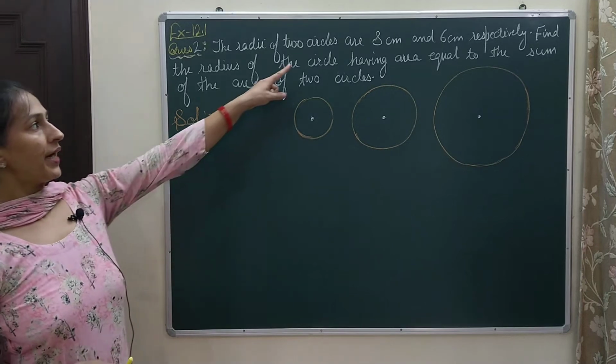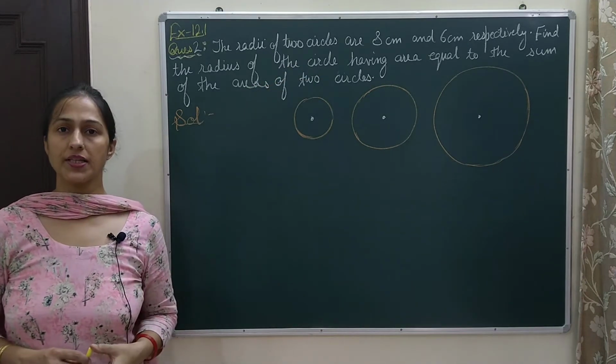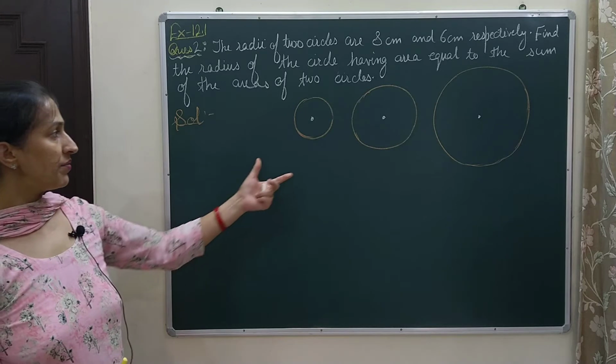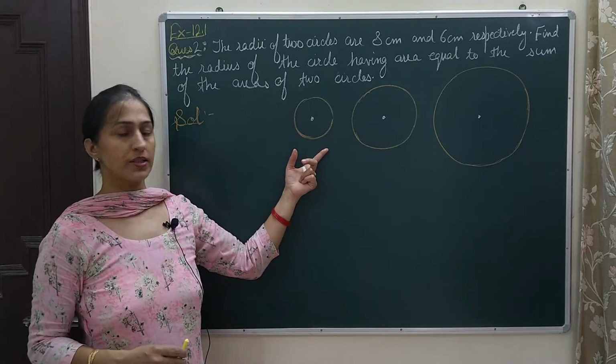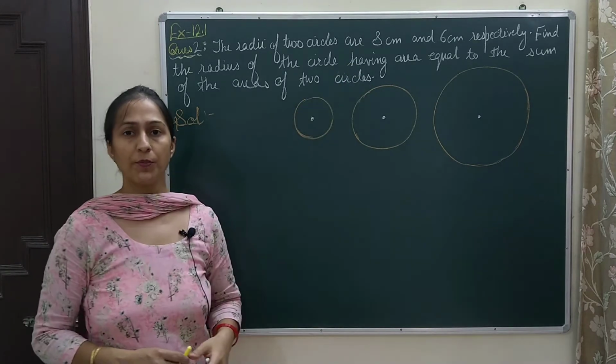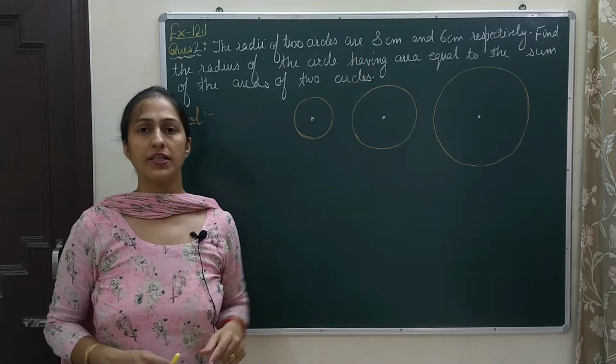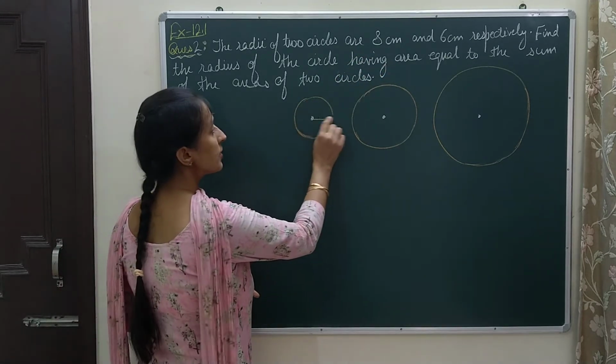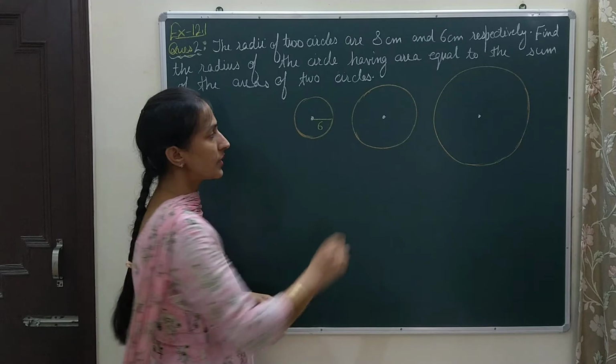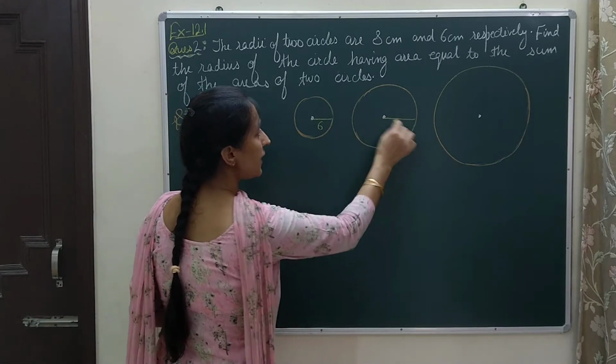Number 2, the radii of two circles are 8 and 6. Here again, like the previous question, we are given two circles and we are given radii for both. One is 8 and another is 6. So let us suppose 6 is the radius for the first circle and for the second it is 8.